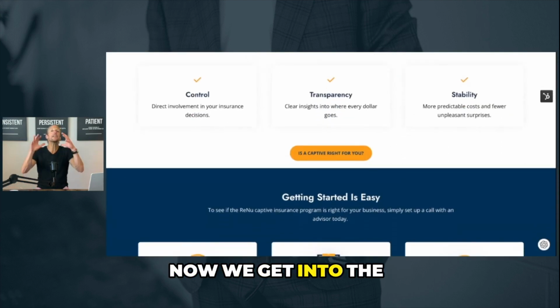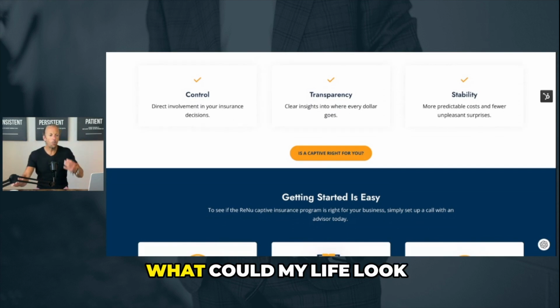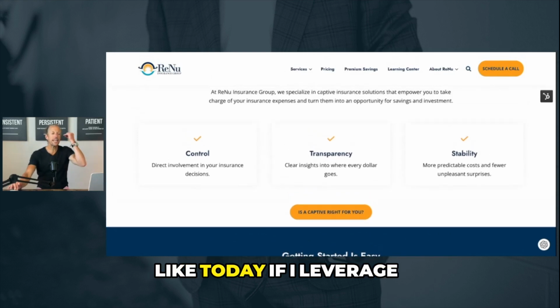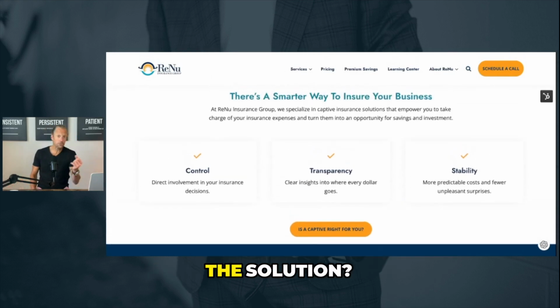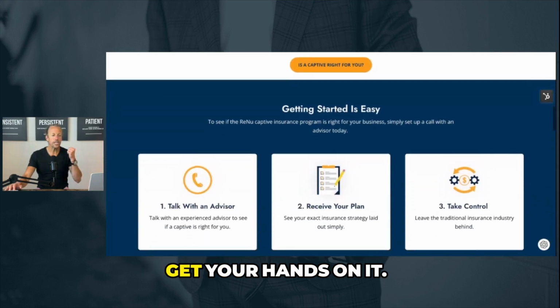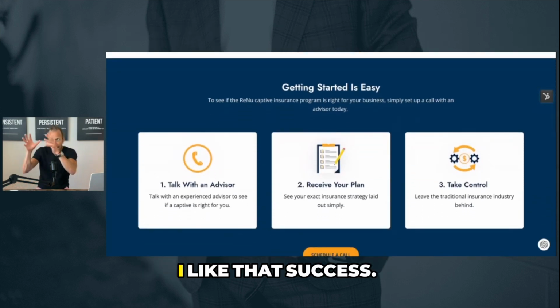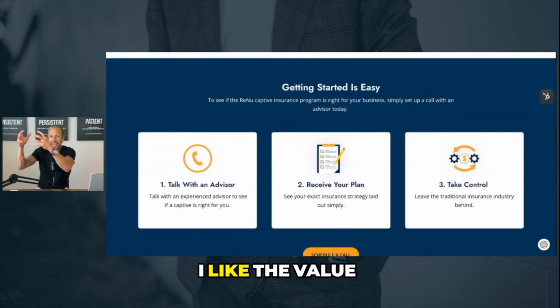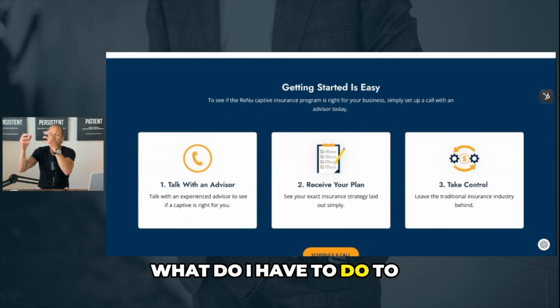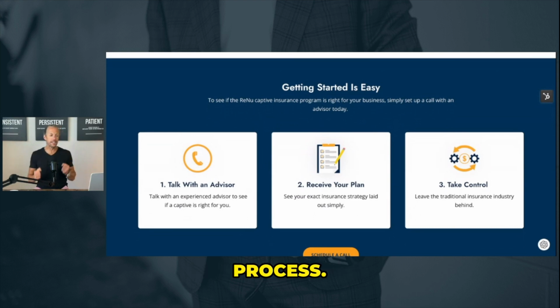Now we get into the success. We call this the value proposition. What could my life look like today if I leverage the solution? Control, transparency, stability. Then we get into how you get your hands on it. I like that success. I like the value proposition. What do I have to do to get my hands on it? We call this the process. Talk with an advisor, receive your plan, and take control.